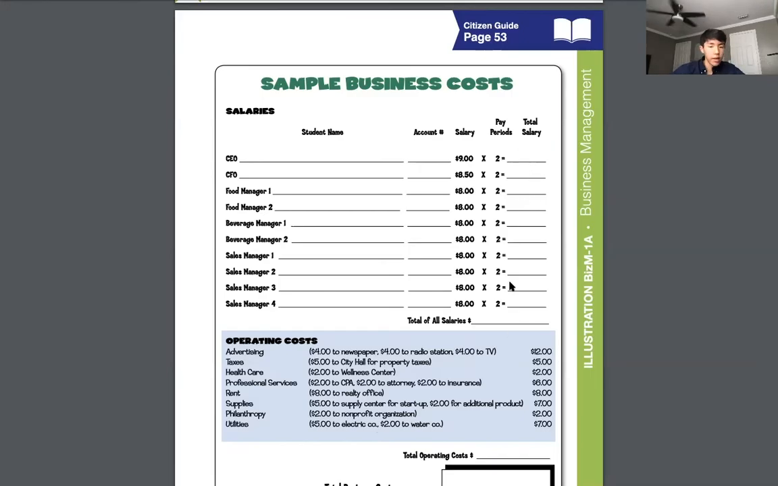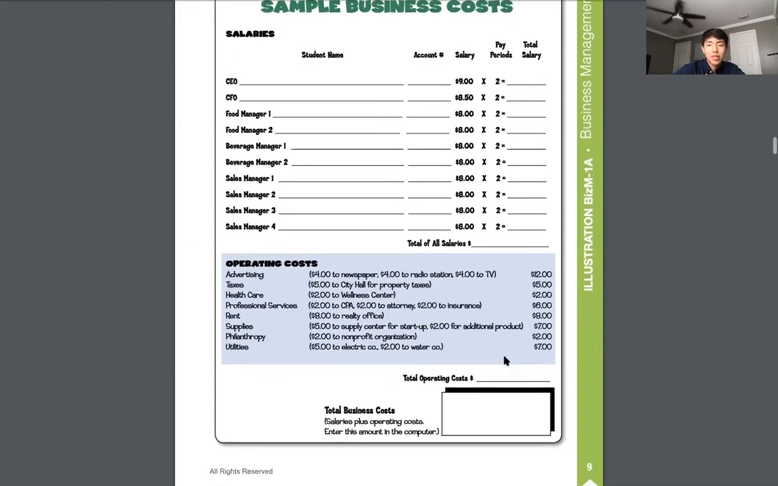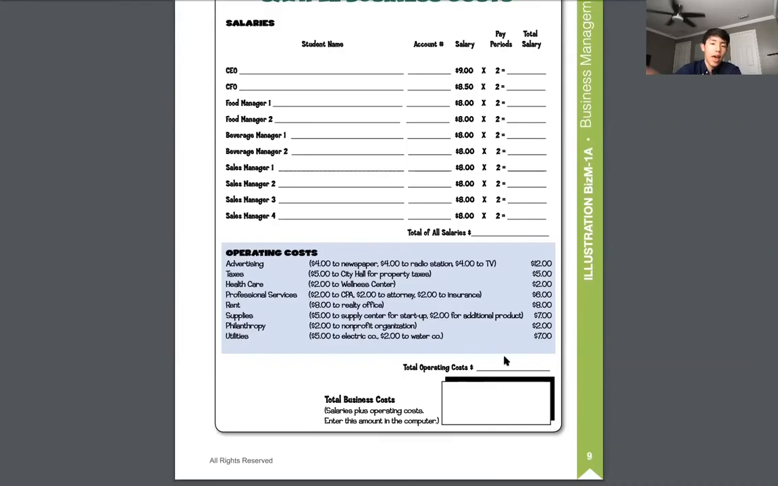I can count 1, 2, 3, 4, 5, 6, 7, 8. 8 times 16 is 128. 128 plus 17 is 35. Okay, we'll get to that later. I'm just trying to do some math to get the total, adding this all together.